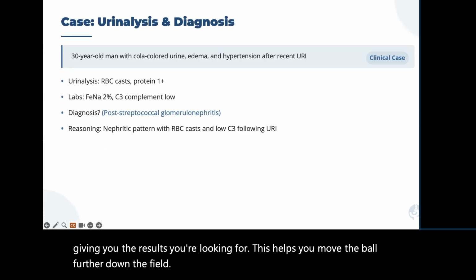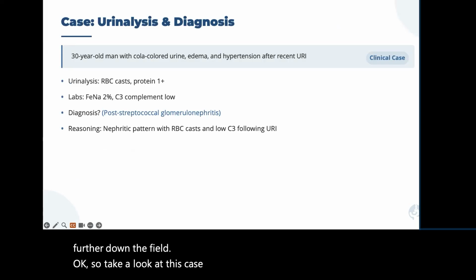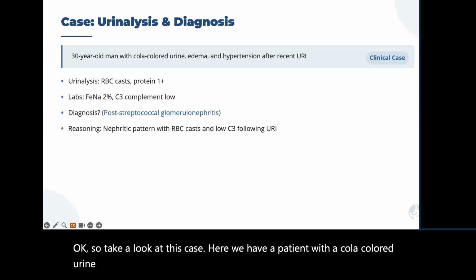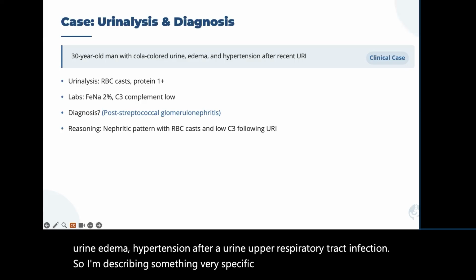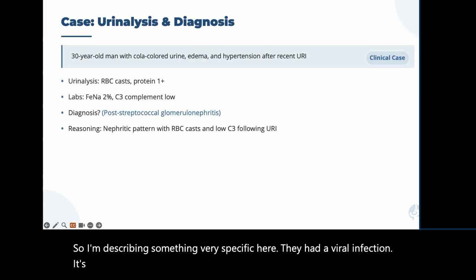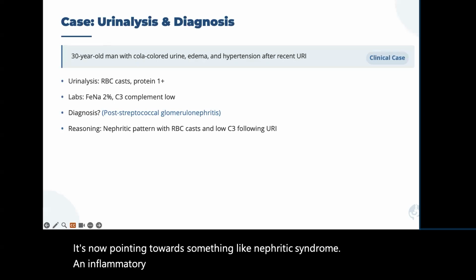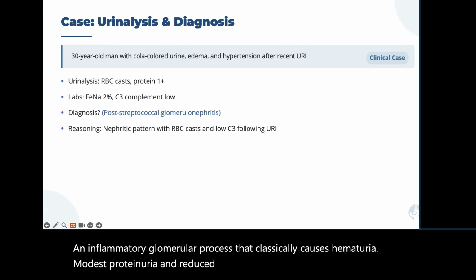Okay, so take a look at this case here. We have a patient with cola-colored urine, edema, and hypertension after an upper respiratory tract infection. So I'm describing something very specific here. They had a viral infection. It's now pointing towards something like nephritic syndrome, an inflammatory glomerular process that classically causes hematuria, modest proteinuria, and reduced GFR. So the urine analysis here is what anchors this diagnosis for you.